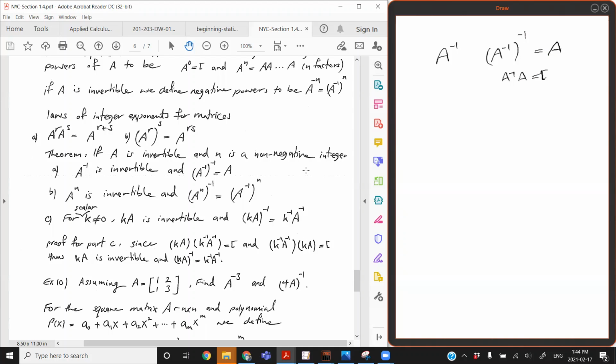The next one is the inverse of A to the power of n. So we know that if A is invertible, for any positive integer n, A to the power of n is also invertible. And the inverse of that would simply be the inverse of A, to the power of n.